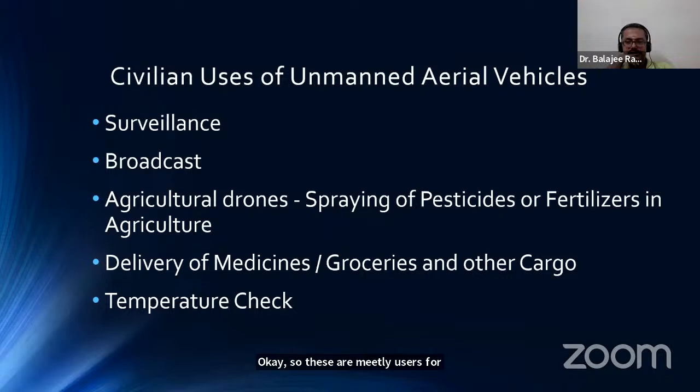Then civilian uses are again surveillance. For example, surveillance over a mall or surveillance during a meeting, surveillance for VIPs. Then broadcast. If you want to broadcast some important news, you can use unmanned aerial vehicles very effectively. Then we have agricultural drones for precision spraying of pesticides or fertilizers in agriculture.